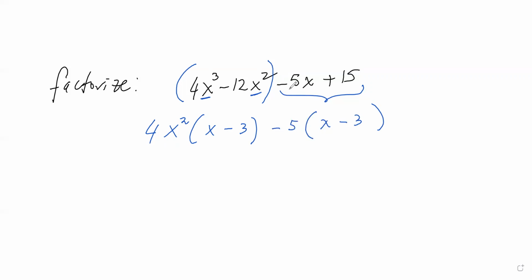Now the number of terms is reduced to 2. So this is the first term and this is the second term. If you notice, in each term, we have x minus 3 involved. So therefore, x minus 3 is going to be the greatest common factor of these two terms.